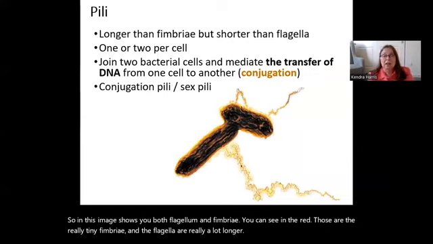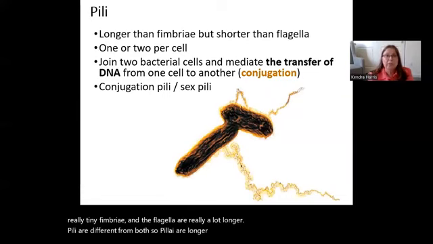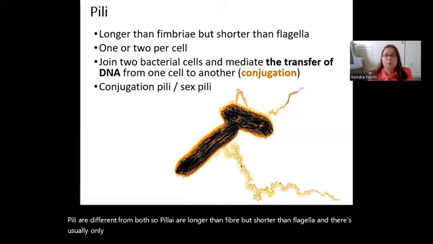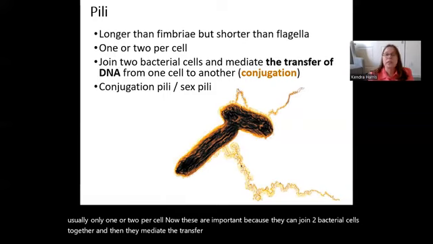Pili are different from both. Pili are longer than fimbriae, but shorter than flagella. There's usually only one or two per cell. These are important because they can join two bacterial cells together. And then they mediate the transfer of DNA from one cell to another. This process is called conjugation.